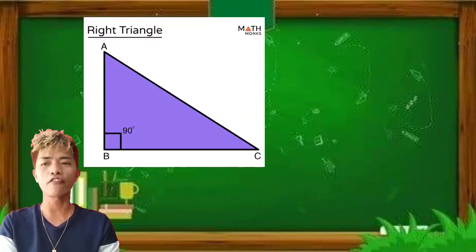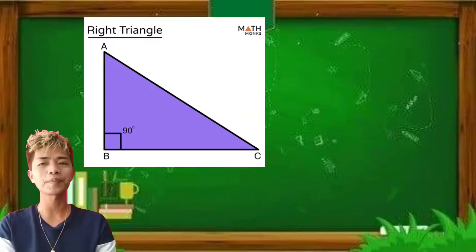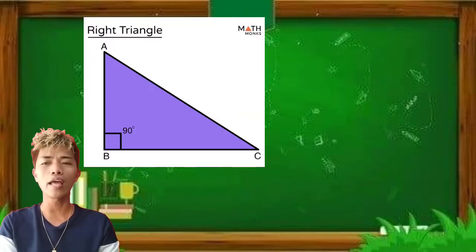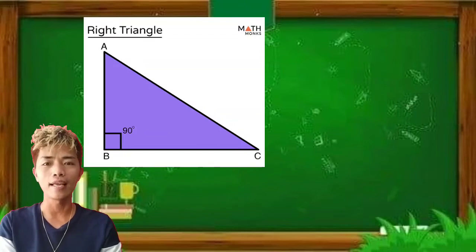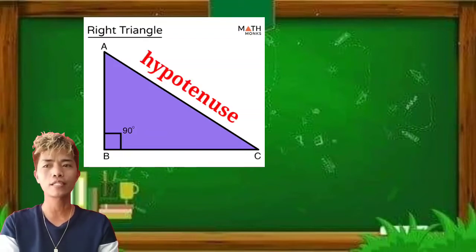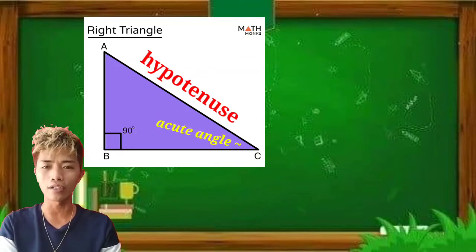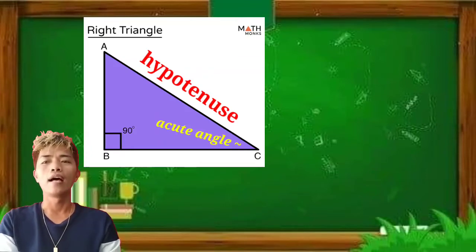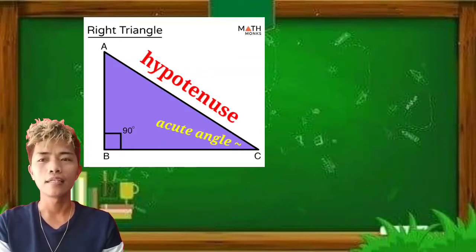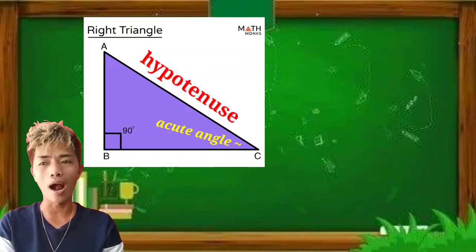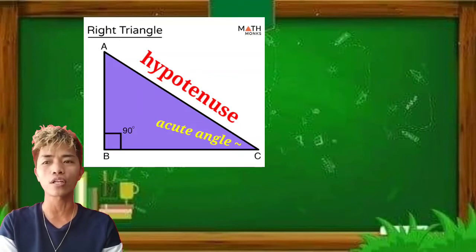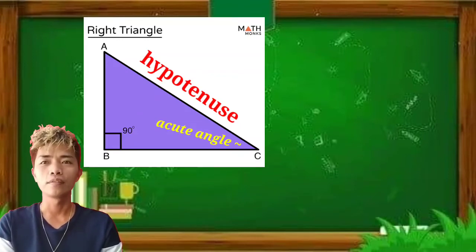Okay, as you see in the figure on the board, the right triangle ABC above has side AC as its hypotenuse and angle C as one acute angle. And angle B is a right angle. Can you tell the missing parts of this right triangle?